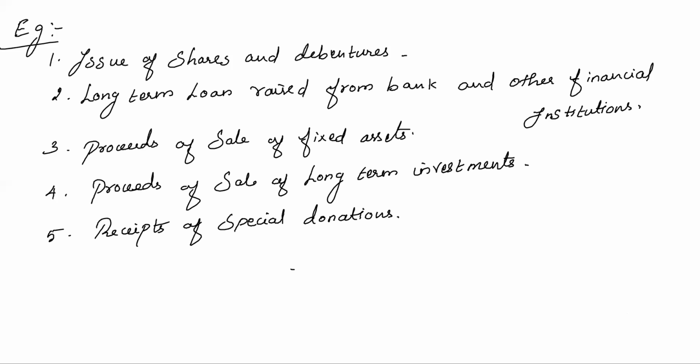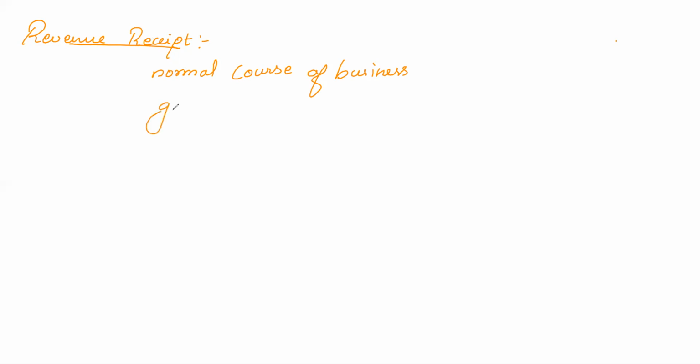So let us see what categories there are in revenue receipt. So what is revenue receipt? Receipts which are obtained in the normal course of business are called revenue receipts. Okay, it's the normal course of business. So it is recurring in nature. The amount received is generally small.